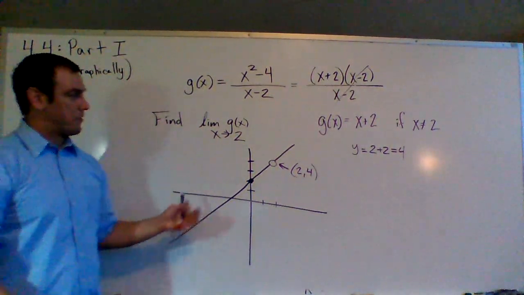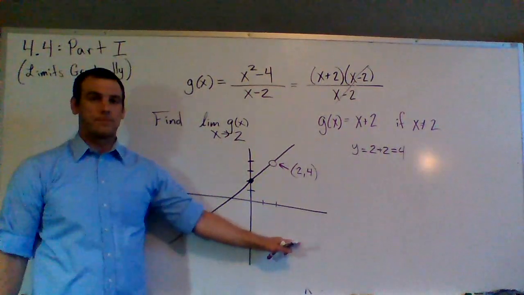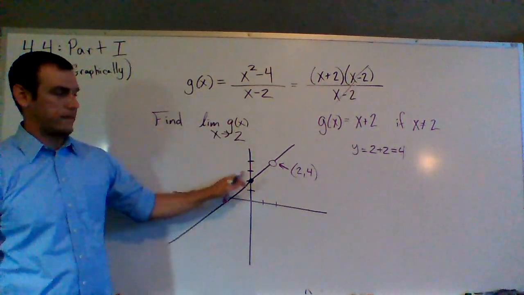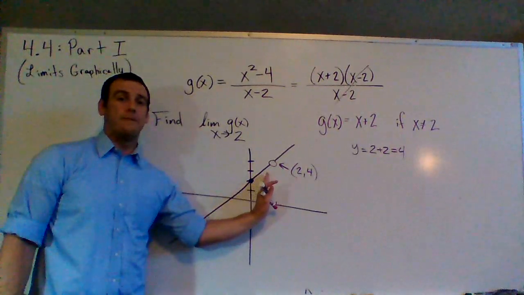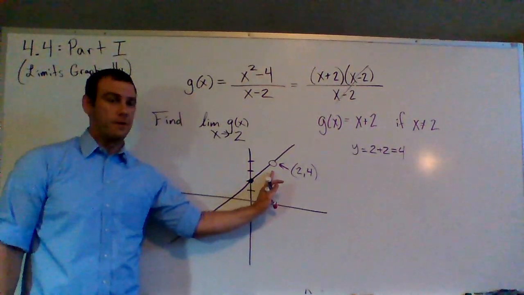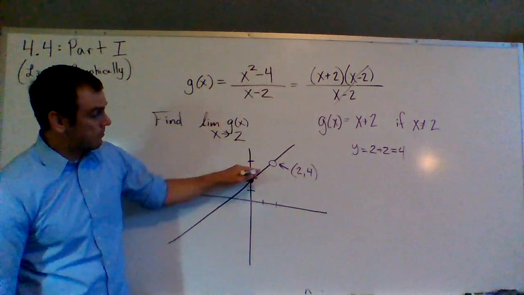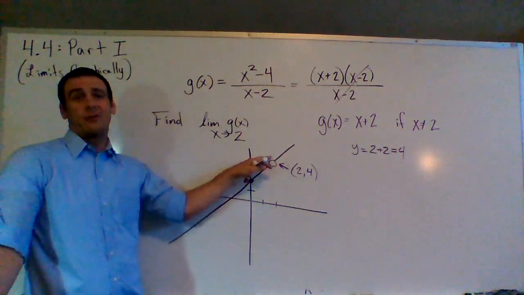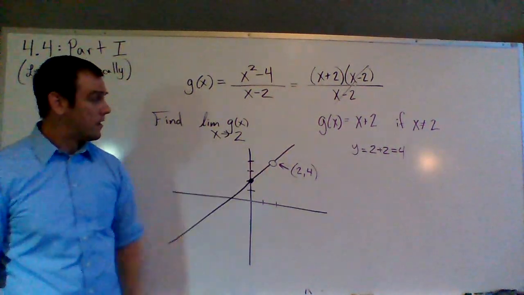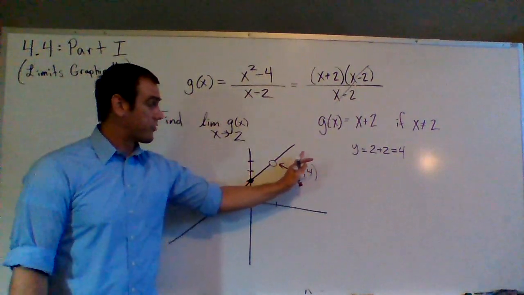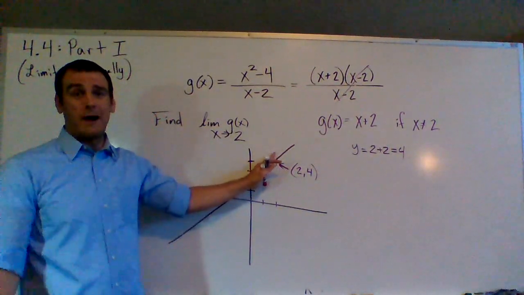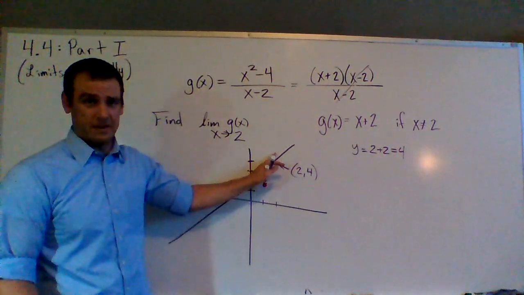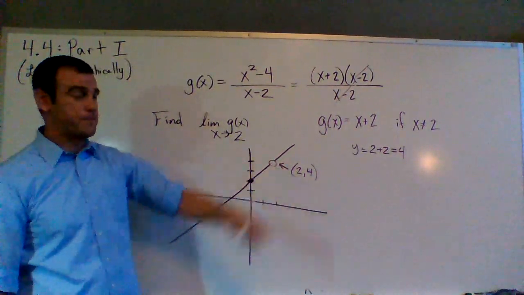Okay, so I'm going to skip over making the tables. I think you guys get the idea, right? So what's happening here, as I approach that value of 2 from the left, y is getting really, really close to 4. It doesn't actually ever get to 4 though. As x approaches 2 from the right side, we're getting closer and closer to 4 for our y value. But it doesn't actually ever get there, right? Because there's a hole in our graph.